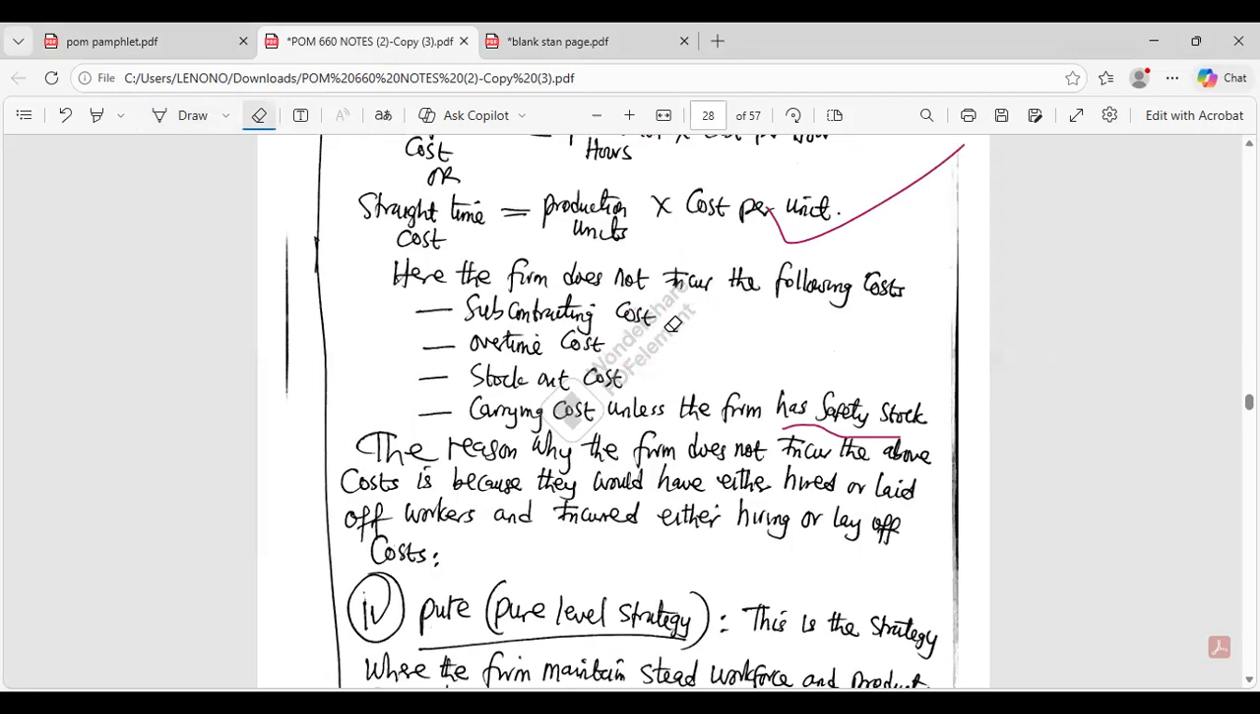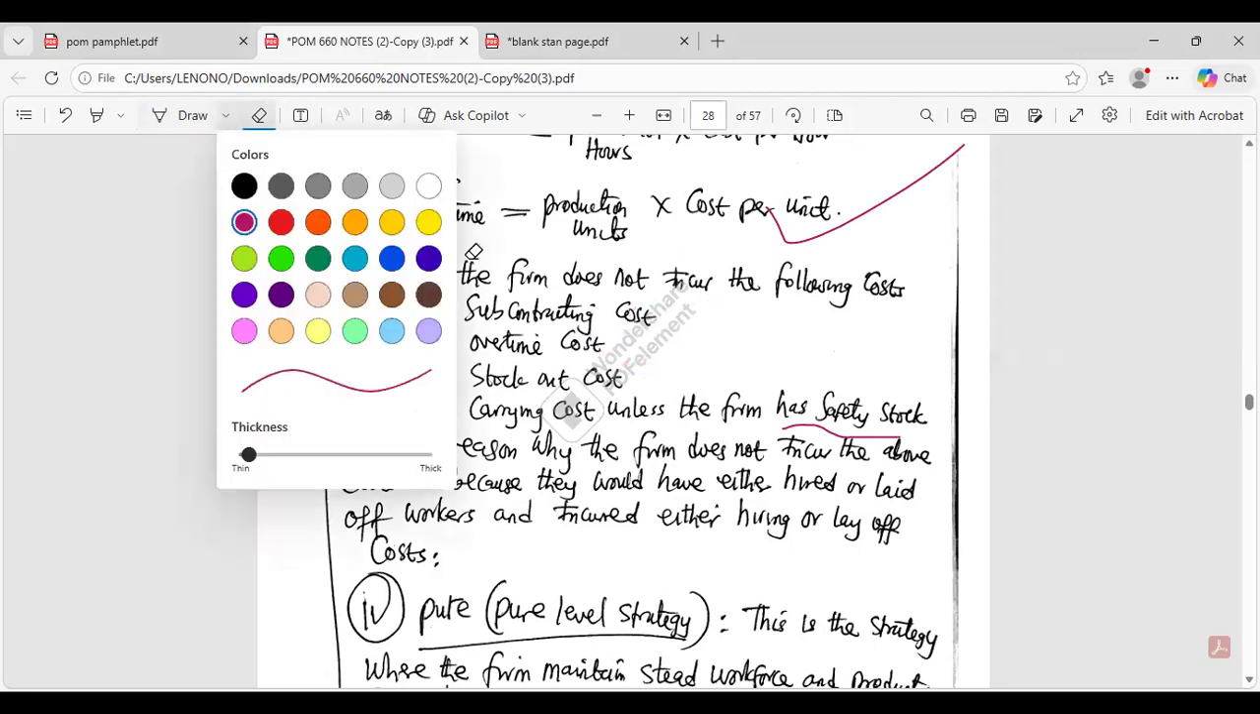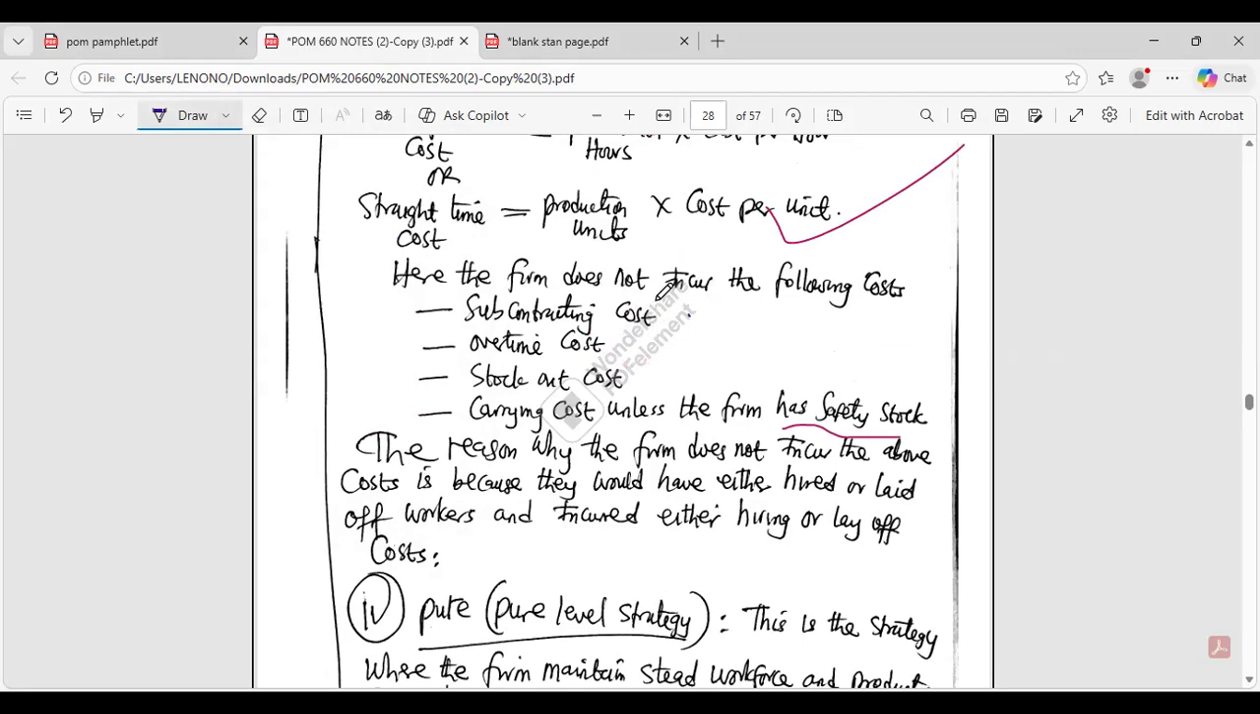They are not interested in subcontracting. Whatever they want, they can hire as many workers as possible. There's no inventory carrying cost unless the firm has safety stock. So the reason why the firm does not incur these above costs is because they would have either hired or laid off workers, and incurred the hiring or layoff costs.